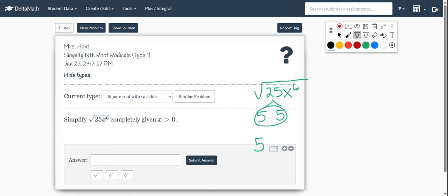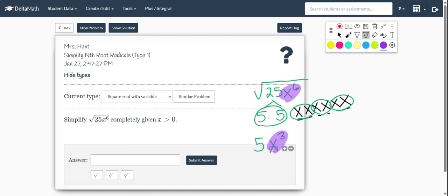But what do we do with the variables? X to the 6th is the same as saying x times x times x times x times x times x, 6 times. 1, 2, 3, 4, 5, 6. Same thing though, take out pairs. So we have a pair there, and a pair there. How many total pairs do we have? 3. So the square root of x to the 6th is x to the 3rd.